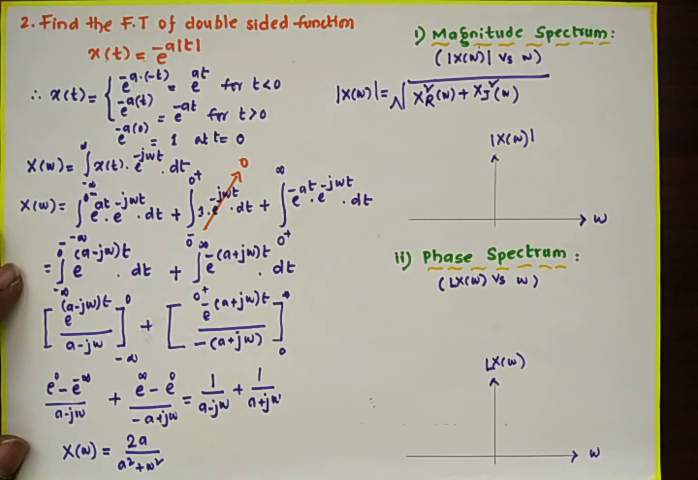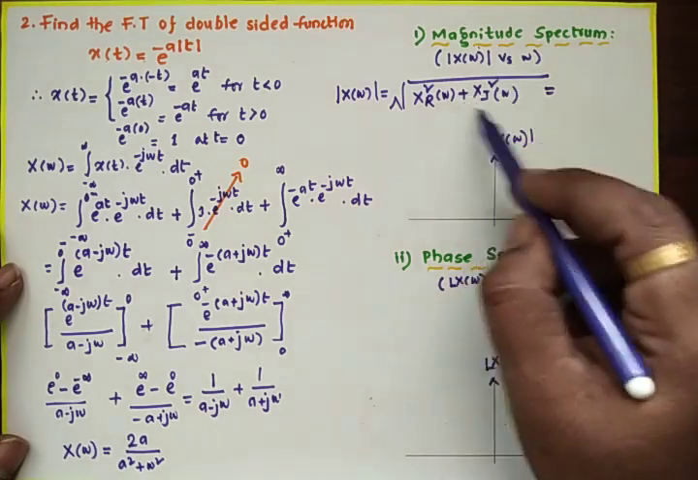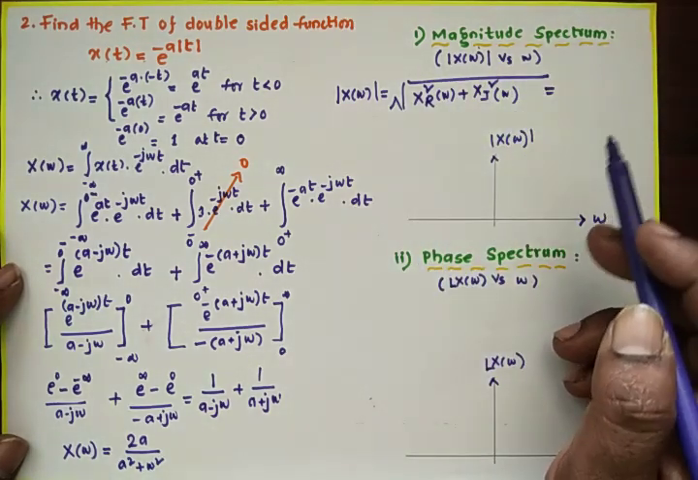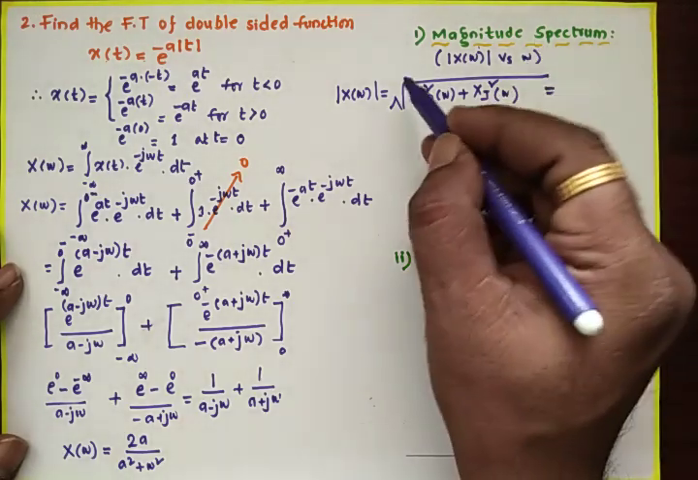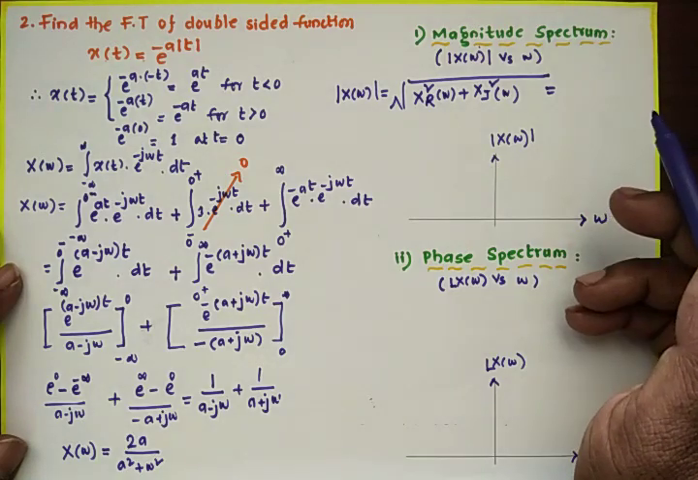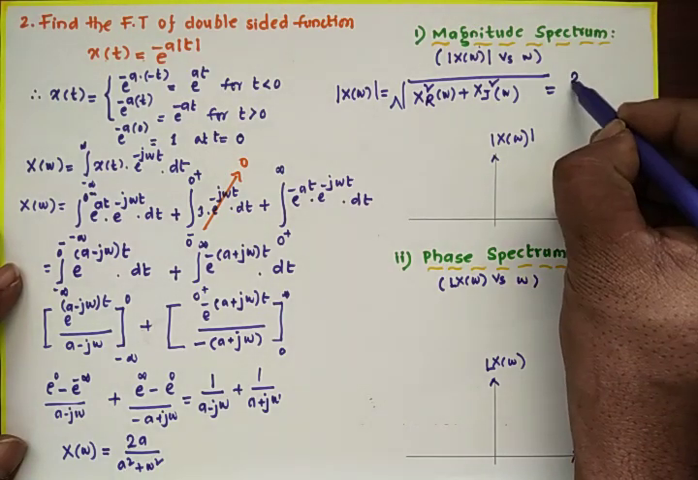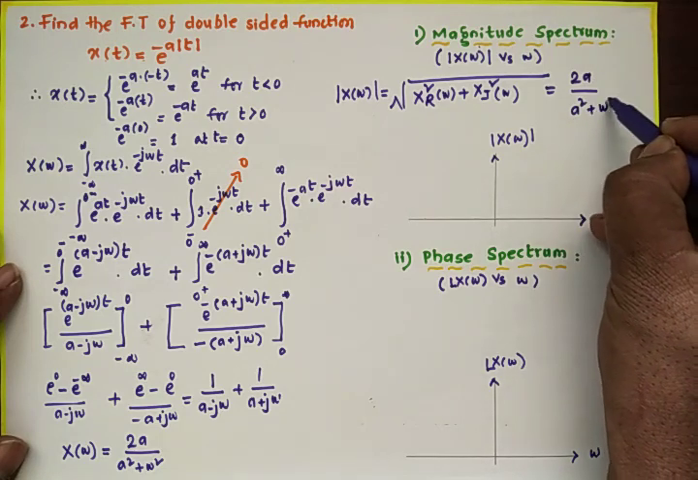Then by calculating the real part and the imaginary part, here there is no imaginary part. There is no imaginary part, so whatever we have is only the real part. So we are squaring that one, and under root of the square can be cancelled, so that you can get 2a by a square plus omega square only.